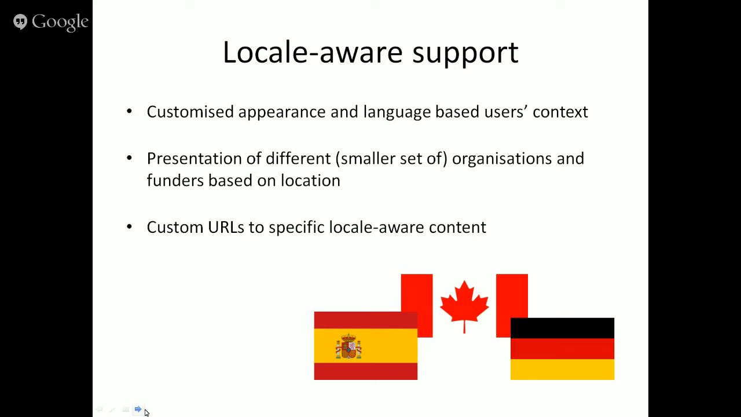So it's not just about the languages, it's about presenting different options. So perhaps a different organizational list when users are registering, or different research funders based on the location and the context that that user's based in. And the way we're thinking of doing this is having custom URLs, so we're able to specify that locale aware content and direct people to that.